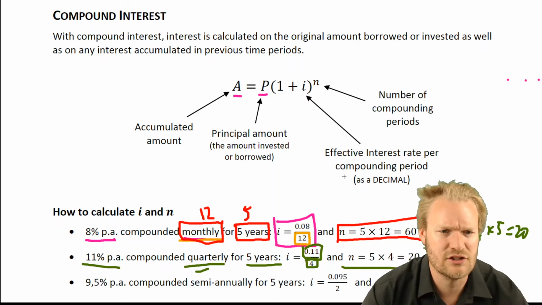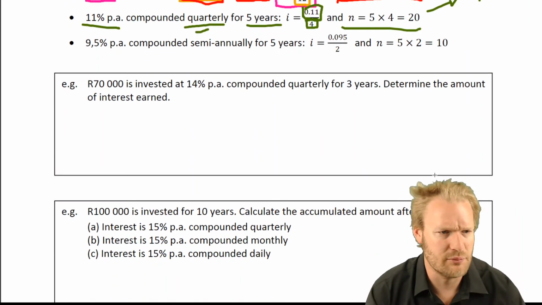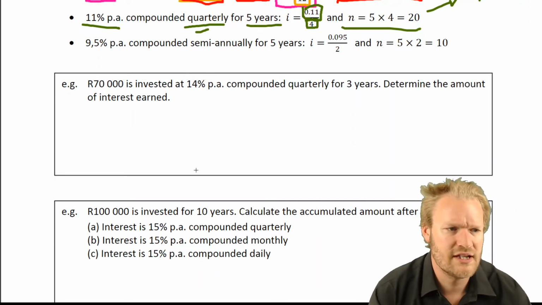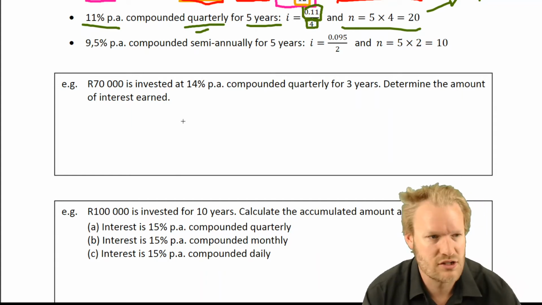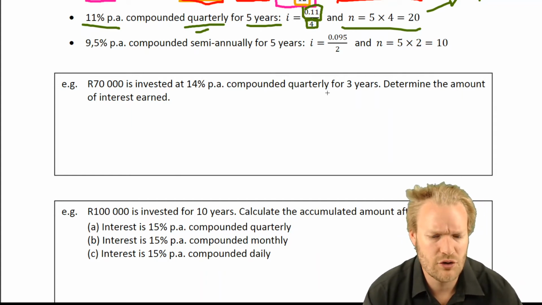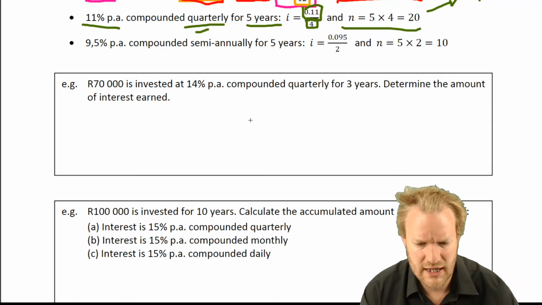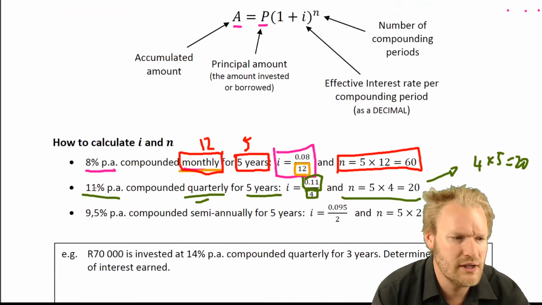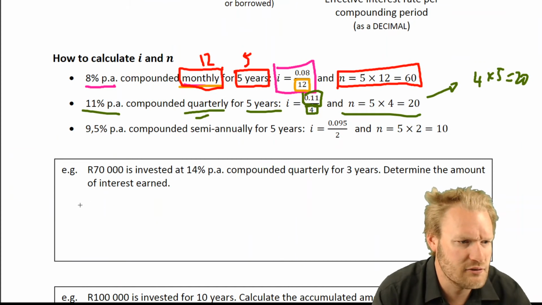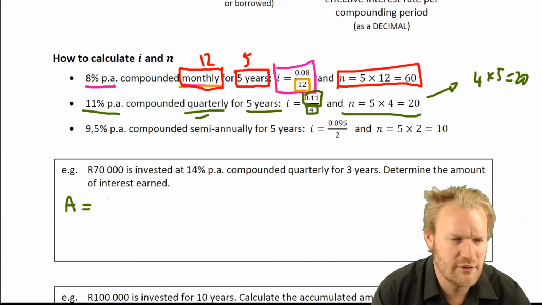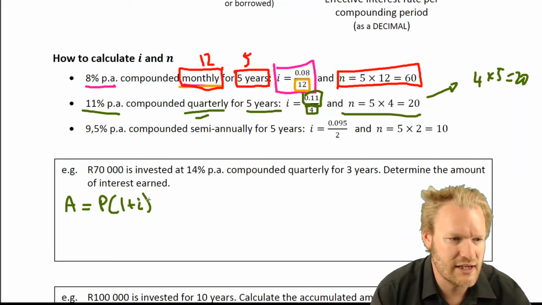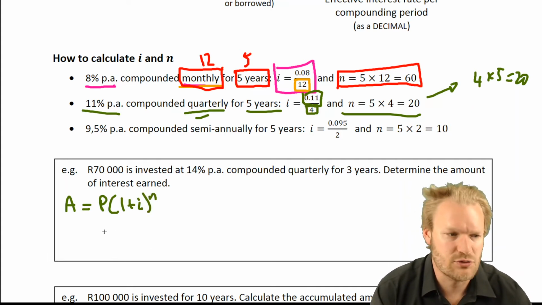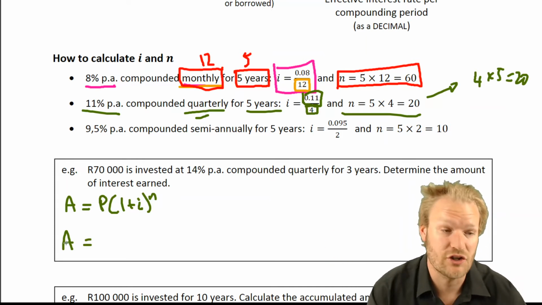Okay, so let's run through our first example. We're investing 70,000 Rand, compounded quarterly for 3 years, and we want to know how much interest was earned. So we've got our formula, and we're going to be using it so often that we'll know it off by heart, even though it's on the front page. A equals P(1 plus i) to the n. Now let's work through each bit. A, we don't know. That's what we're trying to find, how much is accumulated.